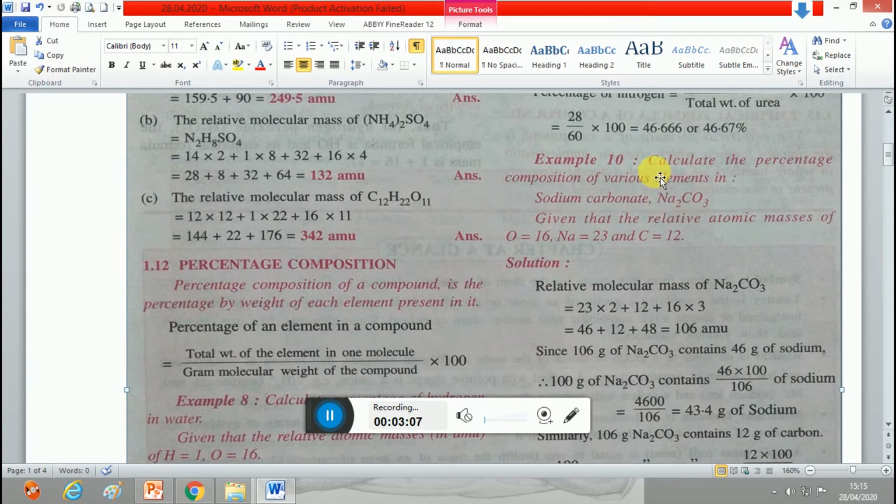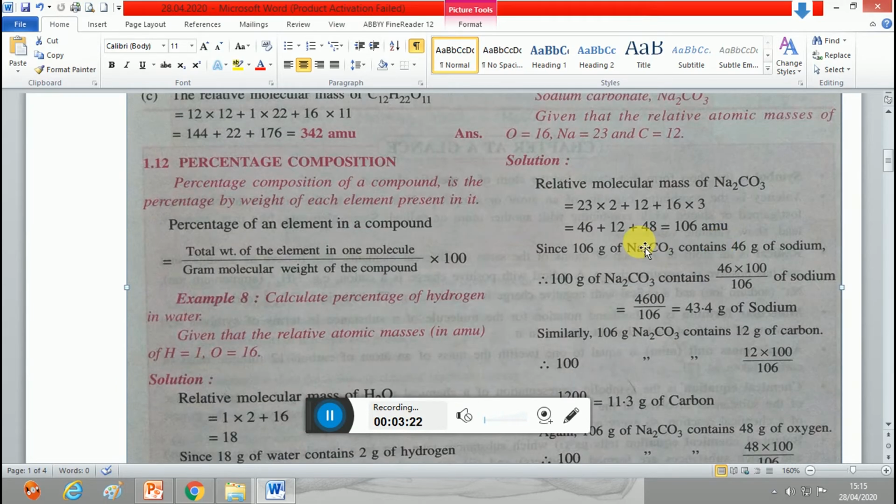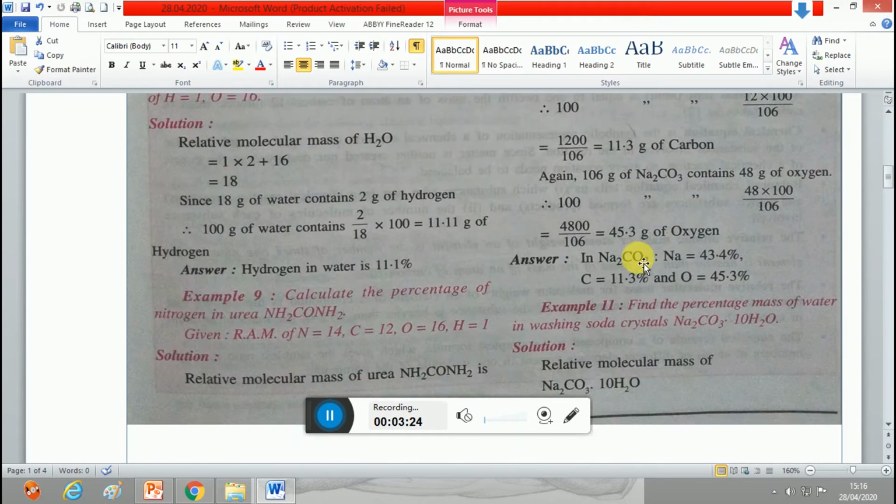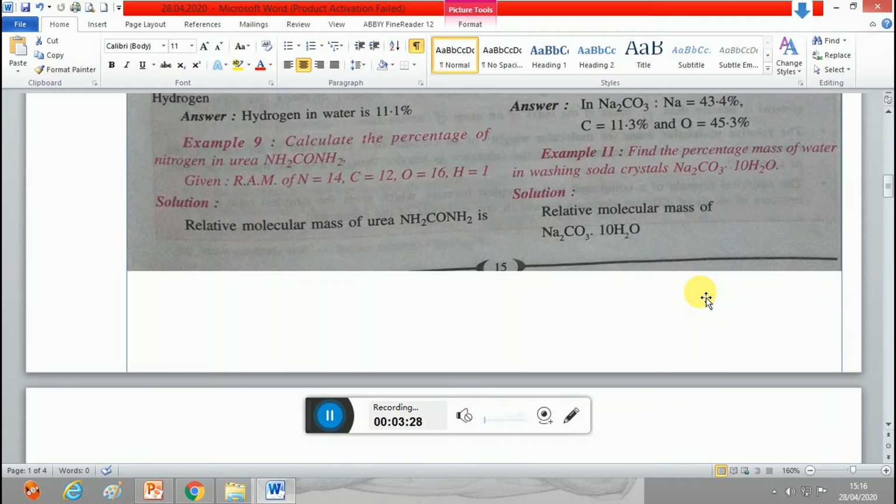Similarly, you can calculate the percentage composition of various elements, not just a single element. For sodium carbonate, you have to calculate the percentage of sodium, the percentage of carbon and the percentage of oxygen. Using the same formula, you can calculate the sodium percentage, carbon percentage and oxygen percentage.